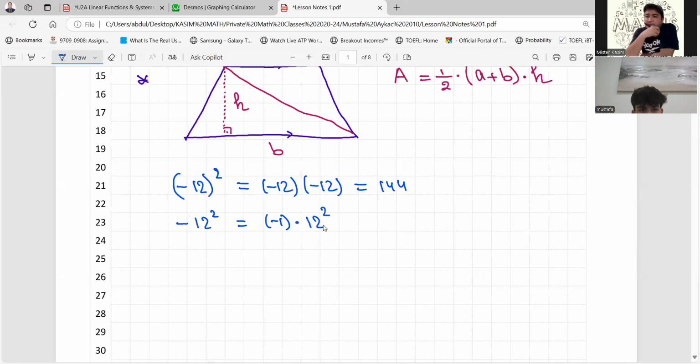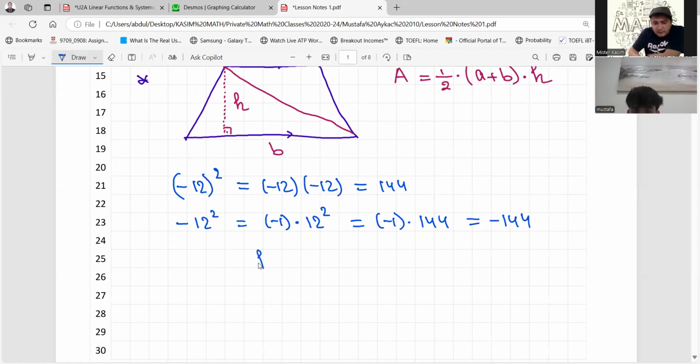And what is the order of operations, Mustafa? If you remember PEMDAS, right? First parentheses, then exponents, then multiplication, division, then addition, subtraction, right? So here we have exponent first. I have to raise this to the power of 2. So I have multiplication by negative 1. 12 squared is 144. And negative 1 times 144 is negative 144.